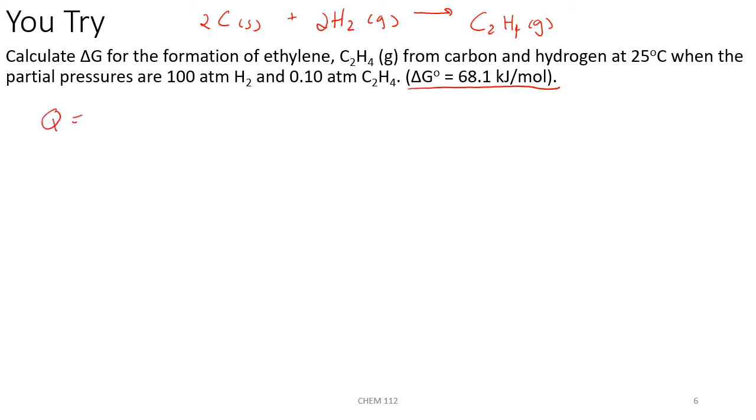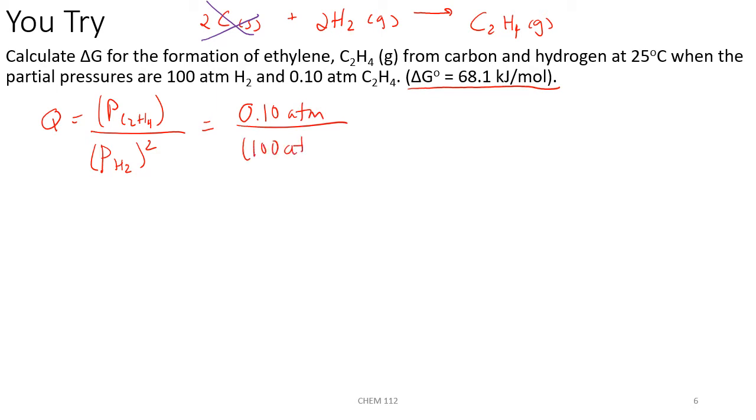Our Q will be equal to the partial pressure of our ethylene, C2H4, over the partial pressure of our hydrogen, which will be squared. Remember, we don't include solids or liquids in our equilibrium or our reaction quotient expressions, so we don't have to worry about the carbon. We can take our partial pressures for ethylene, which was 0.1 atmosphere, over our partial pressure for hydrogen, which was 100 atm squared, to get our Q value. Q comes out to about 1.0 times 10 to the negative fifth.